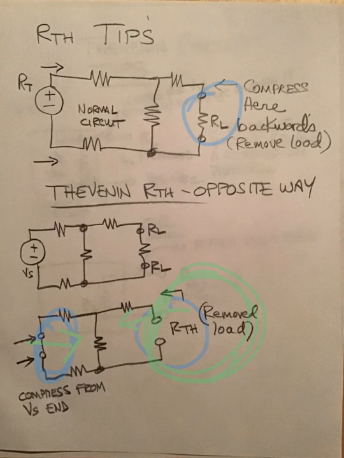Does that make sense? This is kind of counterintuitive because in a normal circuit, if you were solving this complete circuit here in green up at the top, you would take this battery and get rid of it and solve the resistance from the left side, moving towards the right side. So you would start over here in red and compress backwards, whereas on the Thevenin circuit, you're starting on the left and compressing towards the right.